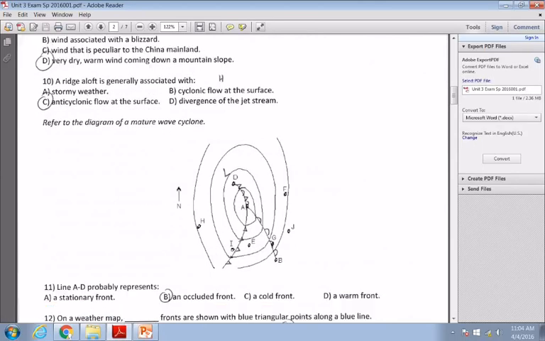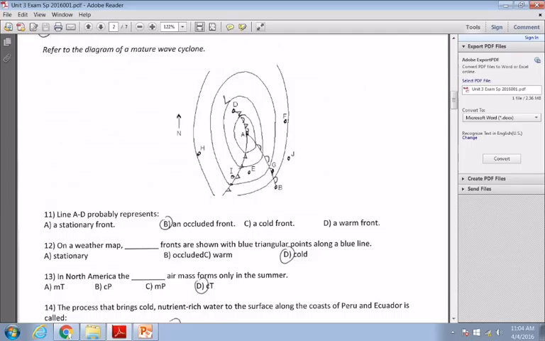Question number 11, refer to the figure. I was after that kind of at the center of the figure going out. So actually that's looking at a mid-latitude cyclone. And so that segment D to A is actually B, the occluded front. So that's the best answer there. Question 12, on a weather map, of course, cold fronts are blue with triangles.